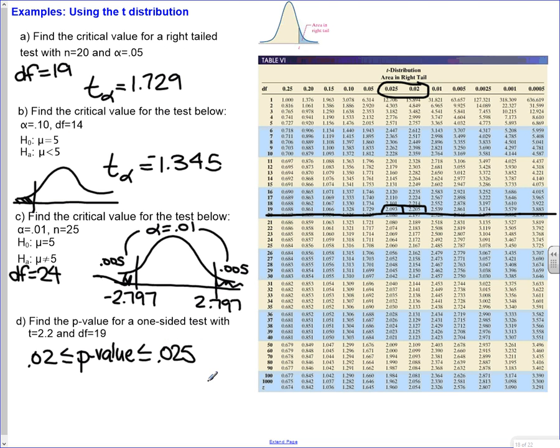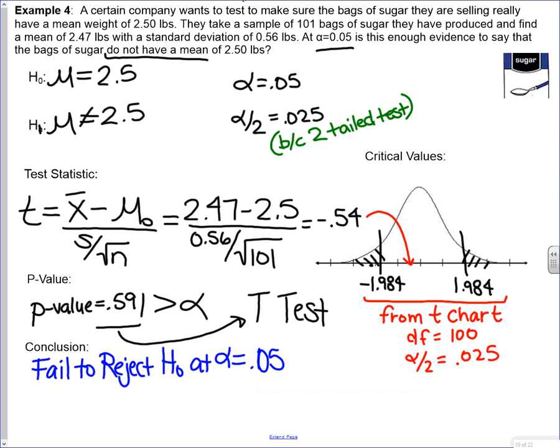All right, so looking at an example here, a certain company wants to test to make sure the bags of sugar they are selling really have a mean weight of 2.5 pounds. They take a sample of 101 bags of sugar and find a mean of 2.47 pounds with a standard deviation of 0.56. At alpha equal 0.05, is this enough evidence to say the bags of sugar do not have a mean of 2.5? So usually when we see do not have or different, we're going to do the not equal to for the alternative, and so that would be a two-tailed test.